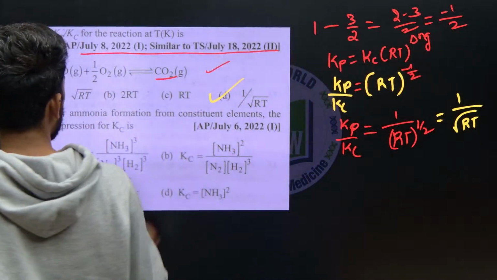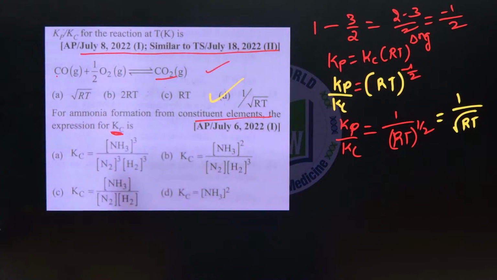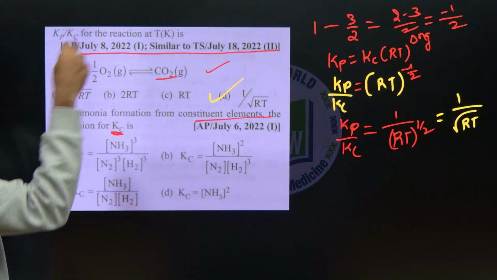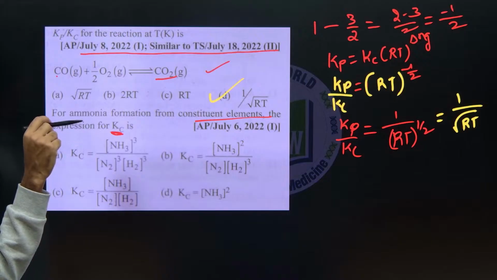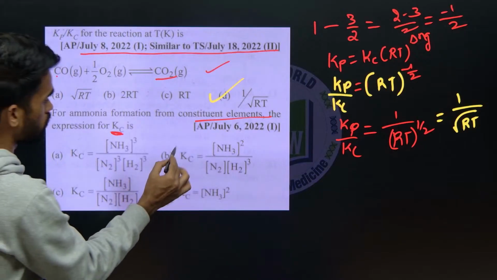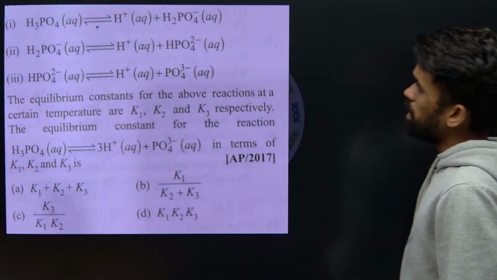For ammonia formation from the constituent elements, expression for Kc is, we already did ammonia: N2 plus 3H2 gives rise to 2NH3. Therefore, Kc is [NH3] power 2 by [H2] power 3 multiplied with [N2]. That's it. So here we have option B.